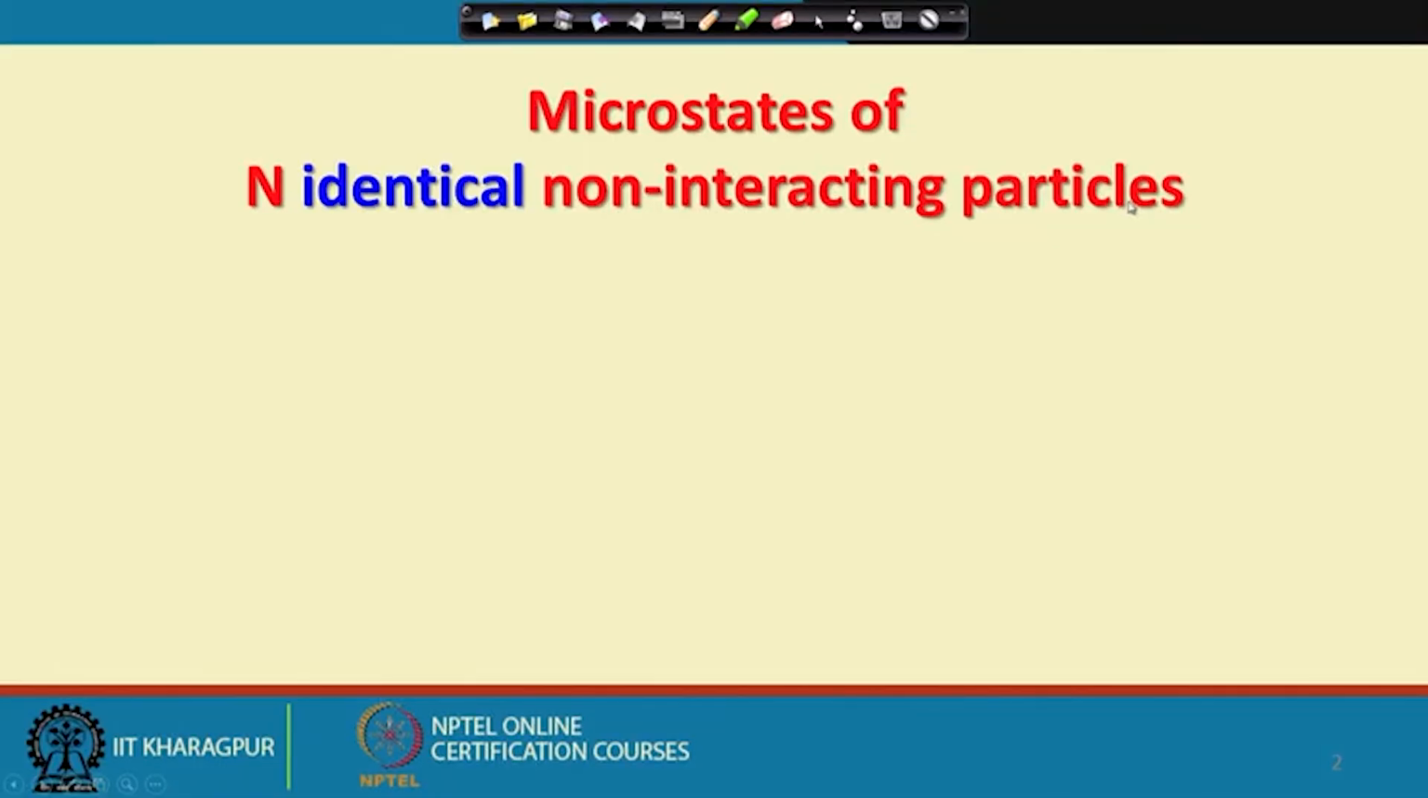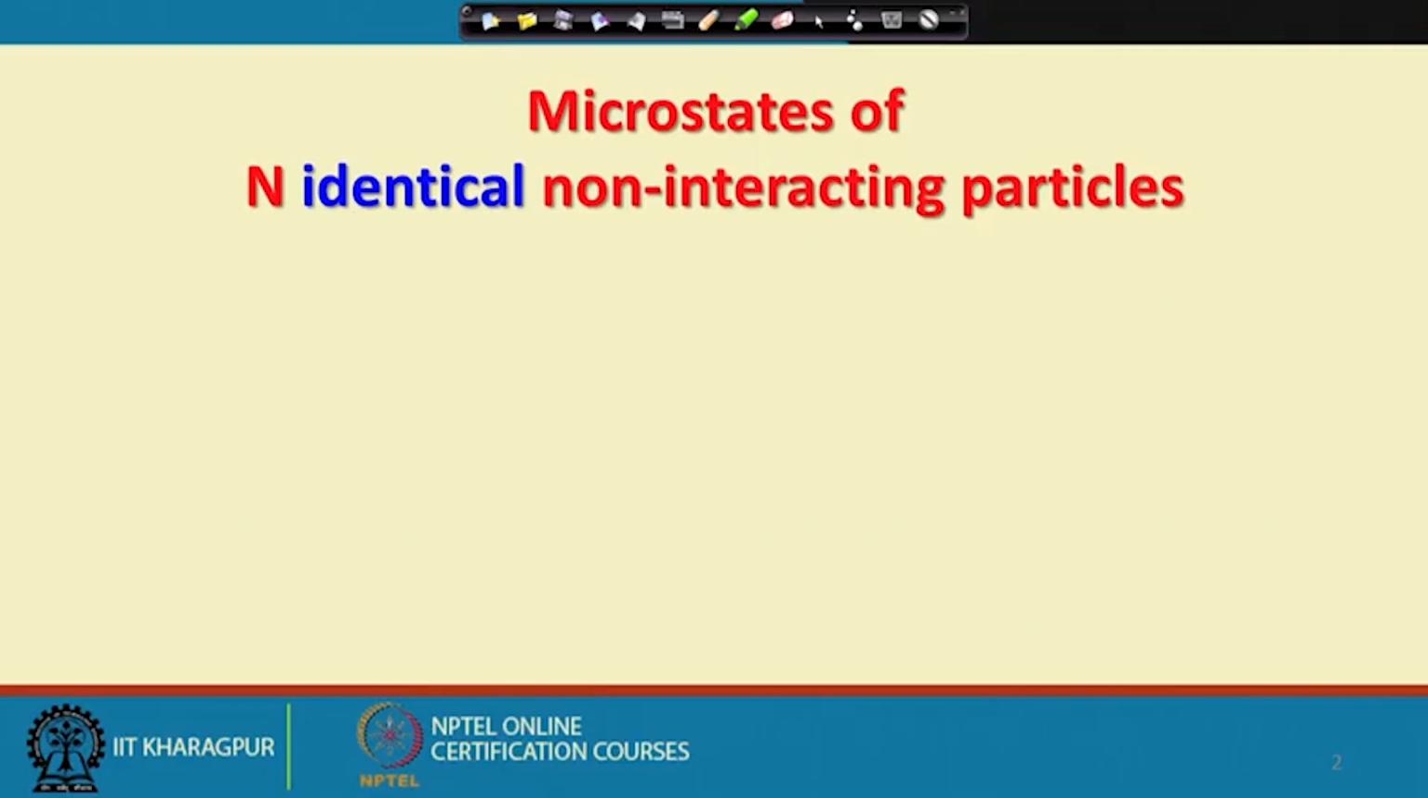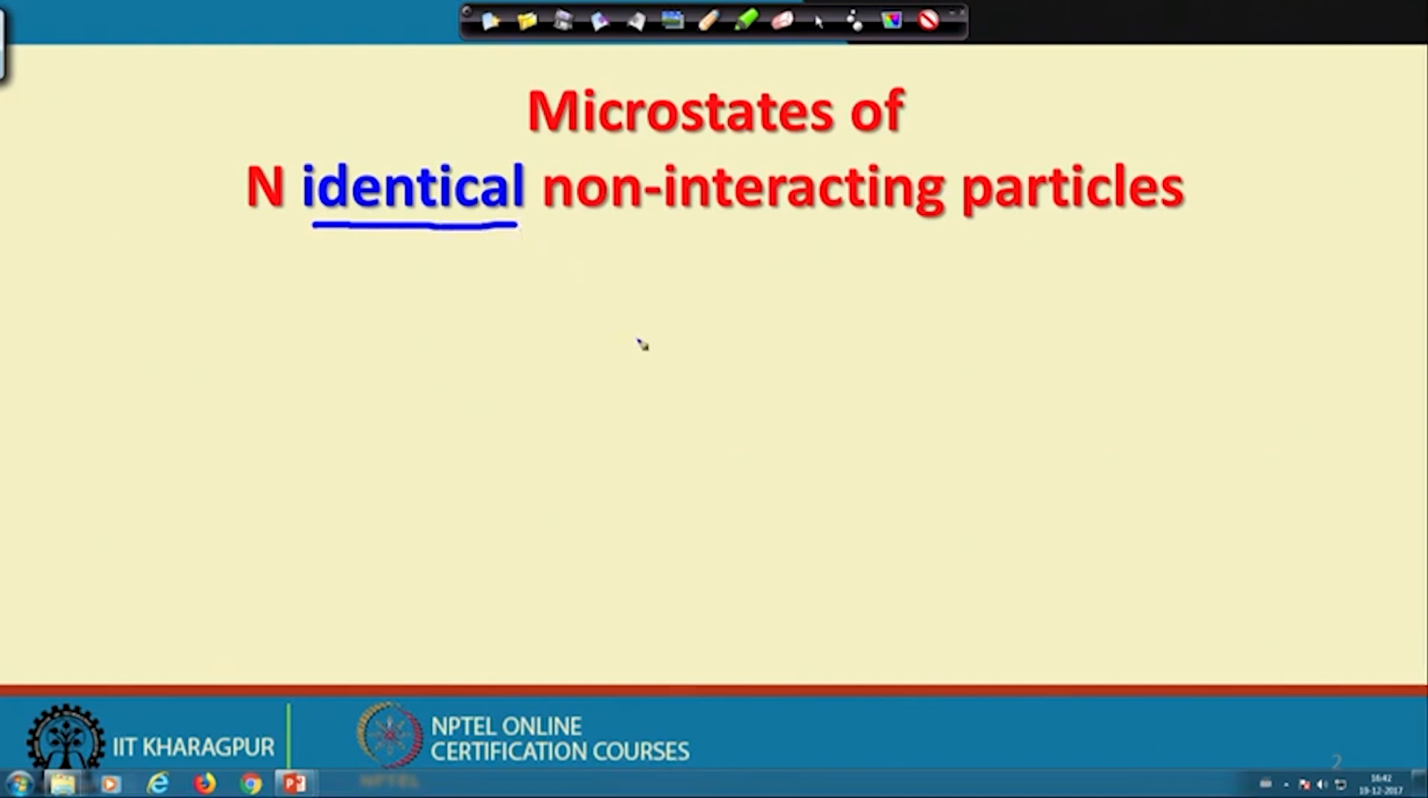So, in continuation of our discussion on microstates of a system in equilibrium, today we are going to talk about the microstates of a system which is comprised of n non-interacting particles as before, but now we have taken up the problem of using n identical non-interacting particles.